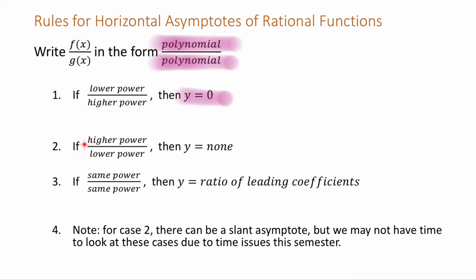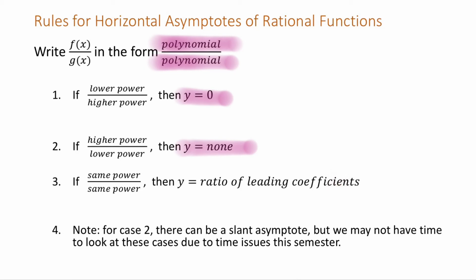For case 2, if the higher power is in the numerator and the lower power is in the denominator, then you will not have a horizontal asymptote. For case 3, if the powers are the same in the numerator and the denominator, then you will have a horizontal asymptote of the form y is equal to the ratio of the leading coefficients.